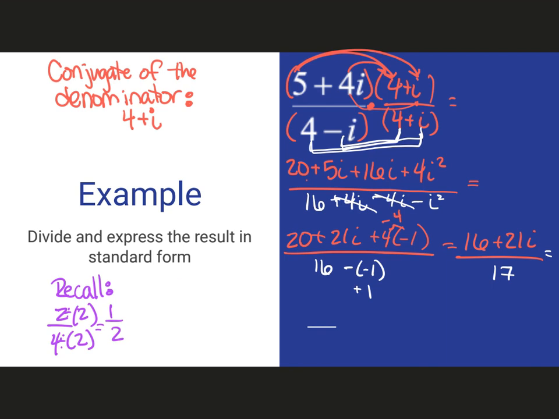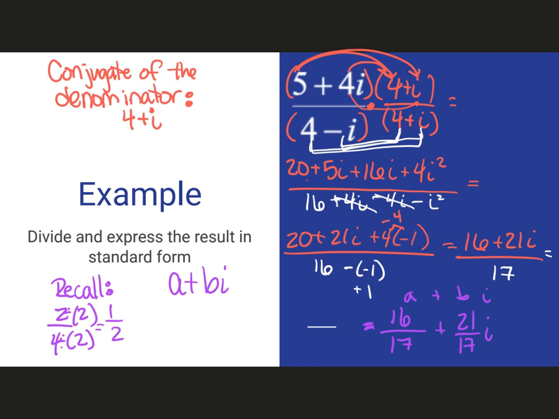Then remember that you have to write it in the form a plus bi. So this is not in proper form until we split the fraction up. So this becomes 16 over 17 plus 21 over 17 i. So this is your a, this is your b, and this is your i. That's how you split it up into proper notation when you have a fraction. But notice that there are no more i's in the denominator.